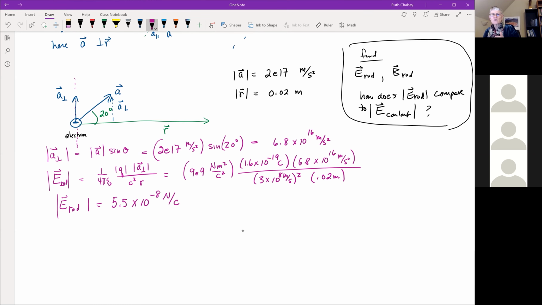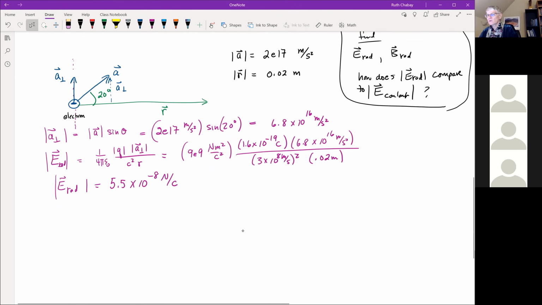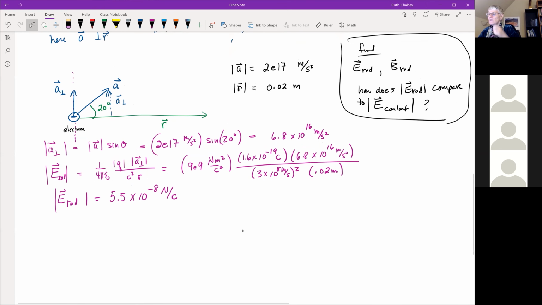So not huge, but we have only one accelerated charge. This was an electron. And the direction of the radiative electric field, let's see here. So here's our observation location up here. We found that a perpendicular was up, and therefore, for a positive charge, the radiative electric field would be down. But since this is a negative charge, we're going to find that the radiative electric field goes that way.